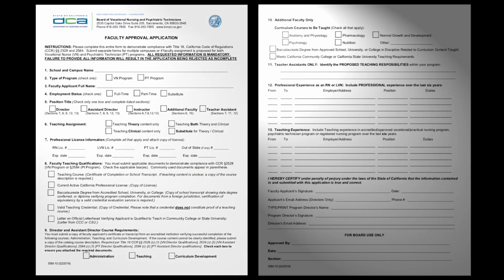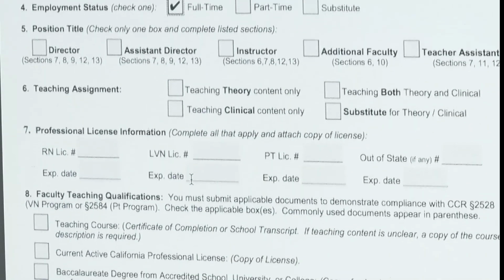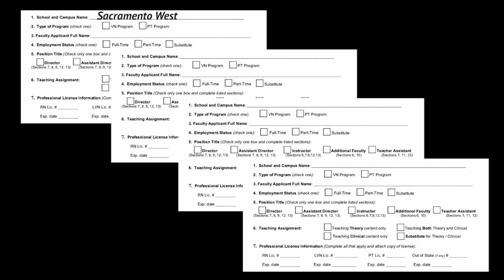Now, let's take a closer look at the form itself. Pay special attention to the notice at the top. You'll have to provide all of the requested information, or the form will be rejected as incomplete. Let's look at boxes 1 through 7 on the faculty approval application. Please remember to enter both your school's name and the name of the campus. It's the most common mistake here. Schools with multiple campuses must indicate which campus the application is for.